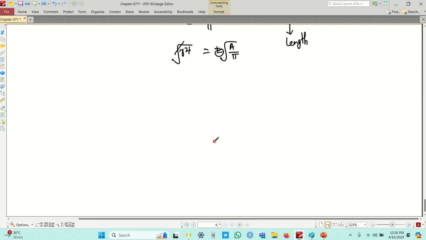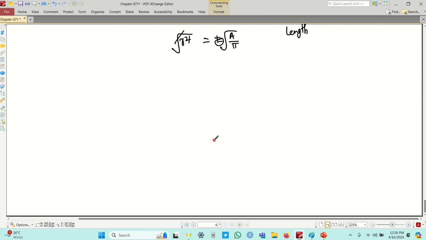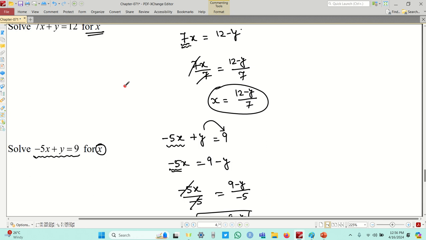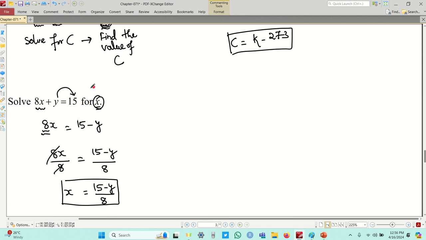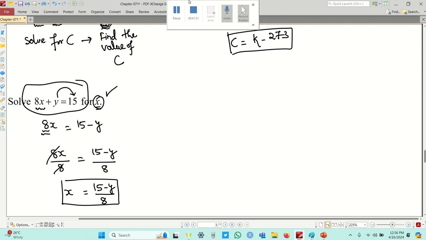Okay. So my friends, there are two types of question. What is the first type of question? The first type of question is they are giving you this type of equation and you need to solve this equation for x. And then they are giving you this type of equation. You need to solve for a particular value of x. Okay. Thank you very much.